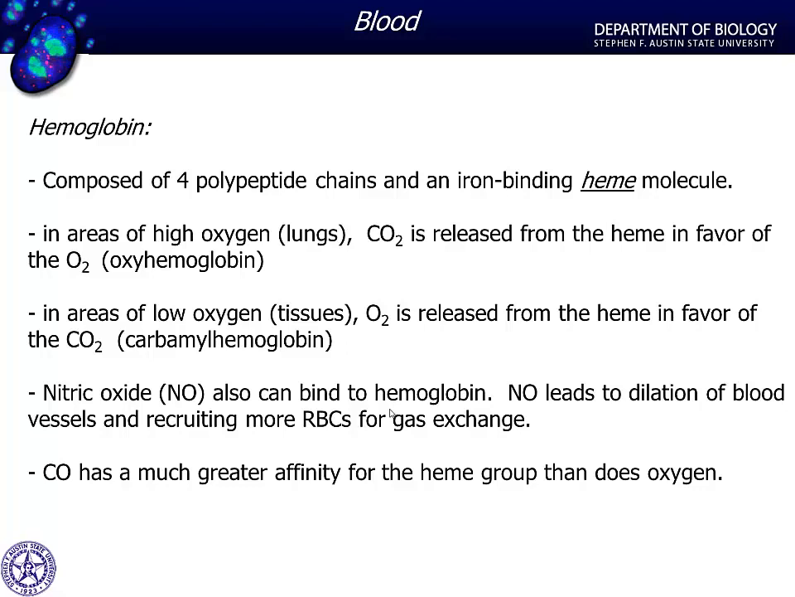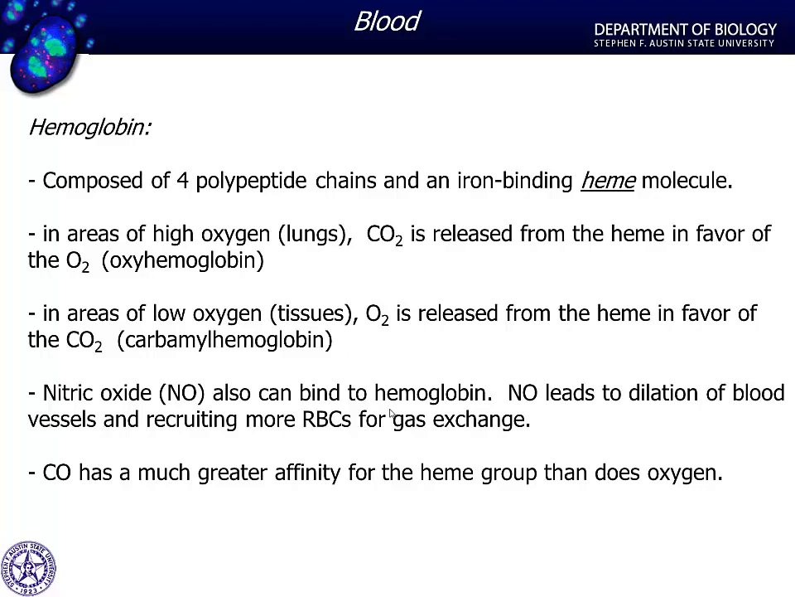Now, we mentioned the red blood cell and hemoglobin. Hemoglobin is the molecule that's going to transport oxygen. The hemoglobin molecule is comprised of 4 protein chains. Each one has an iron-binding heme group in the center. So for each hemoglobin molecule, you can bind 4 molecules of oxygen to the iron that is bound.